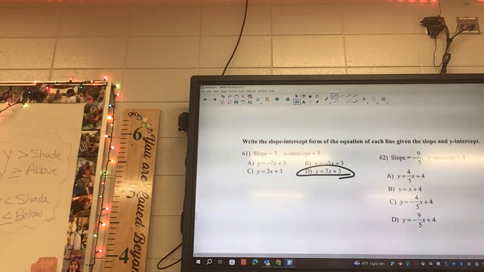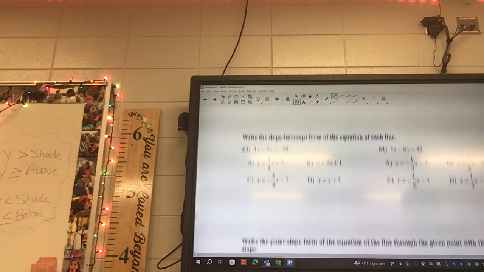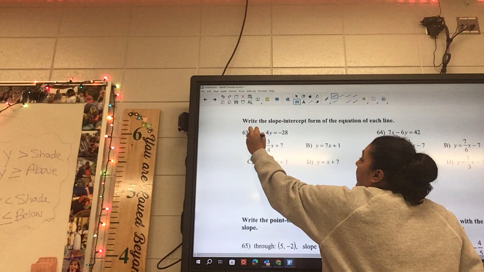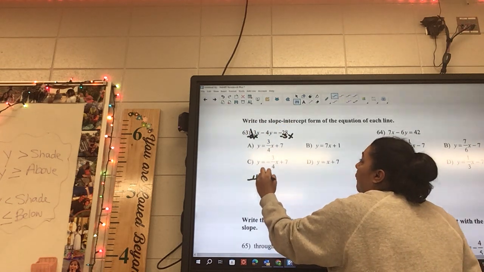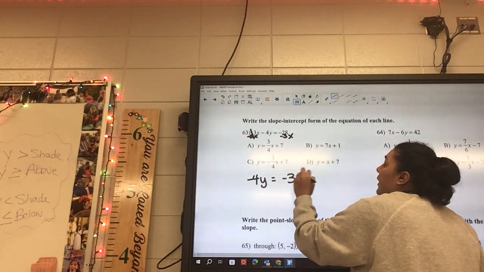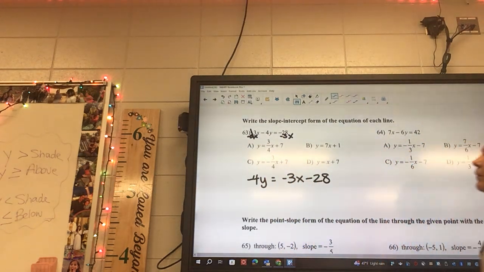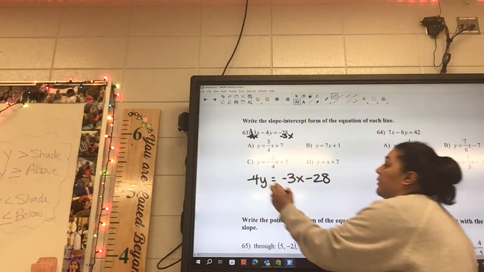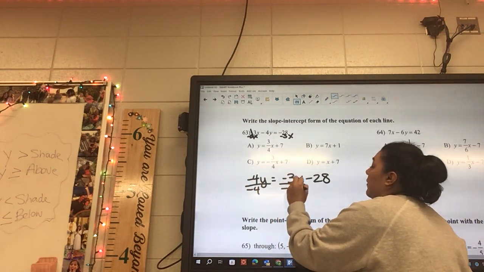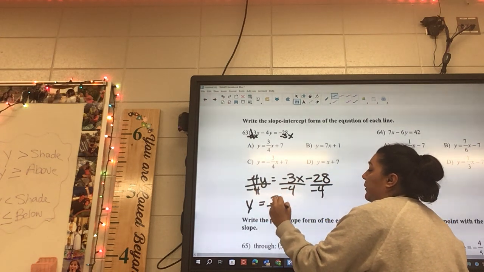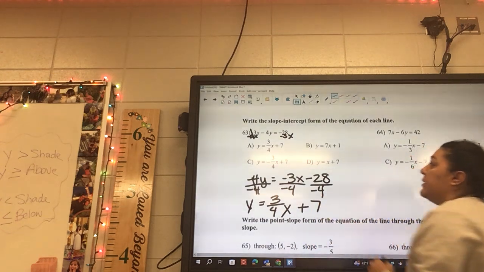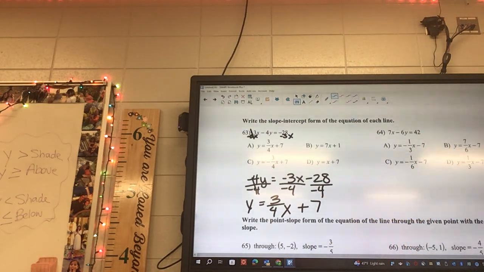Okay, 63, again, you're going to have to subtract the x's and then divide by the number that's next to the y. Okay, so minus 3x, minus 3x. So I'm going to get negative 4y equals negative 3x minus 28. Okay, and then I'm going to divide by the number that's next to the y. So divided by negative 4. So we get y equals a positive 3 over 4x plus 7. It is A.